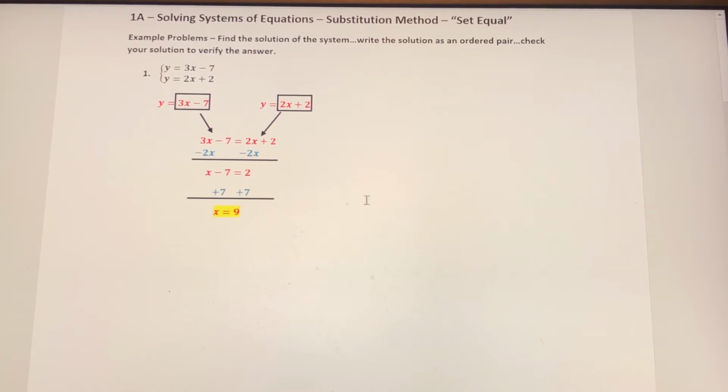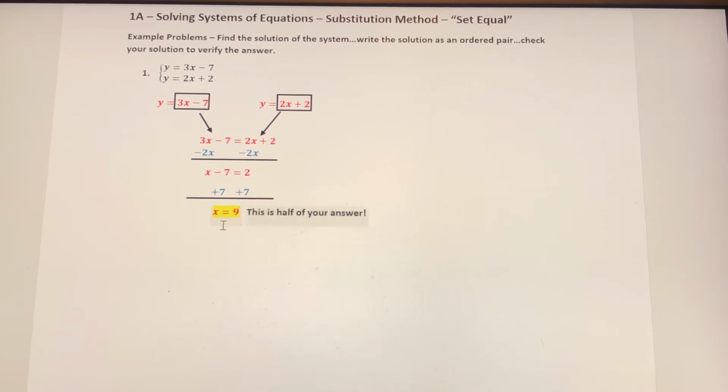Now we're not finished though. That x equals 9 is just going to be half of my answer, because when you solve a system of equations, you're going to get two solutions. You're going to get a solution for the x coordinate and a solution for the y coordinate. So I've got half my answer, x equals 9. I need to find the other half, what is y equal to.